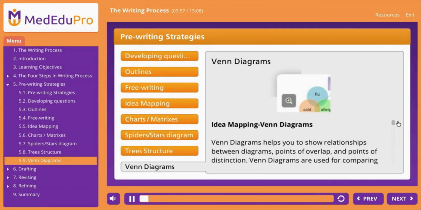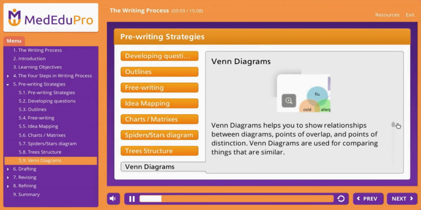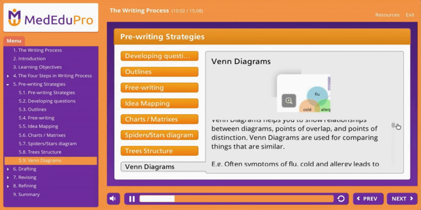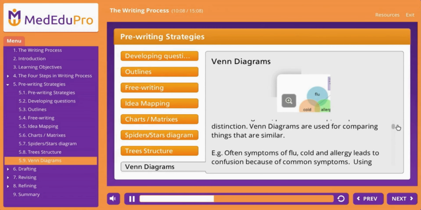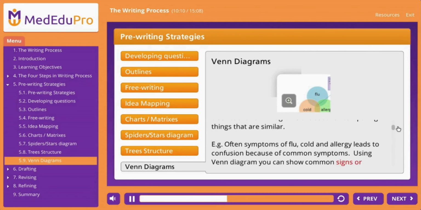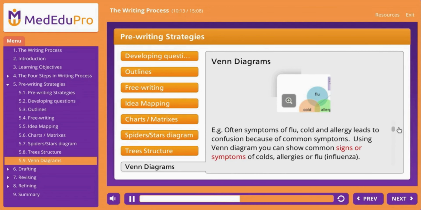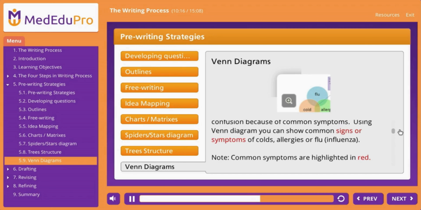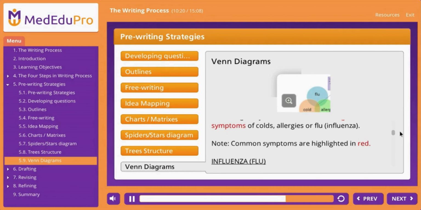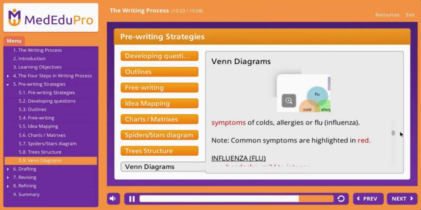Venn diagrams help you to show relationships between ideas, points of overlap, and points of distinction. Venn diagrams are used for comparing things that are similar. Example: often symptoms of flu, cold and allergy lead to confusion because of common symptoms. Using a Venn diagram you can show common signs or symptoms of colds, allergies or flu, influenza. Note: common symptoms are highlighted in red.